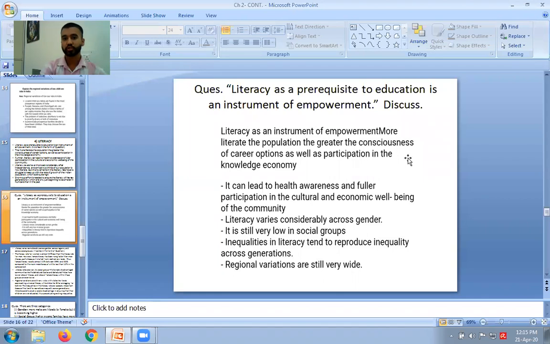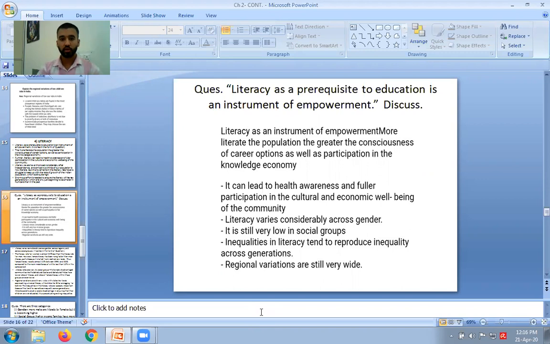Look at this particular question that I've attached to this slide in order to tell you that they can pick up any line and ask you to discuss about that particular line. So the question is, literacy as a prerequisite to education is an instrument of empowerment. Discuss. So if we do a lot of discussions over these things, then only we'll be able to answer freely and easily in exams.